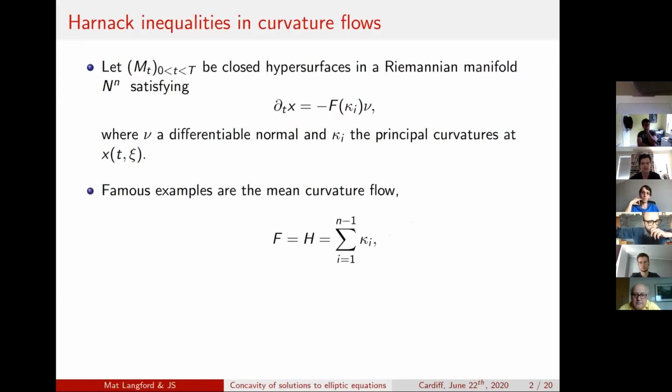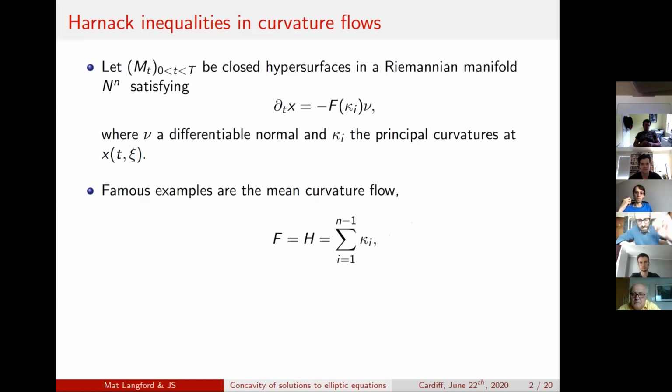The most famous example, I would say, is the mean curvature flow, where you just take the sum of all these curvatures, or you can think of that as the trace of the Weingarten operator or the second fundamental form. They are all equivalent definitions. And we denote this function by H, for historical reasons. The convention is that you don't average over this sum, so we just take the pure trace. This is the most important example.